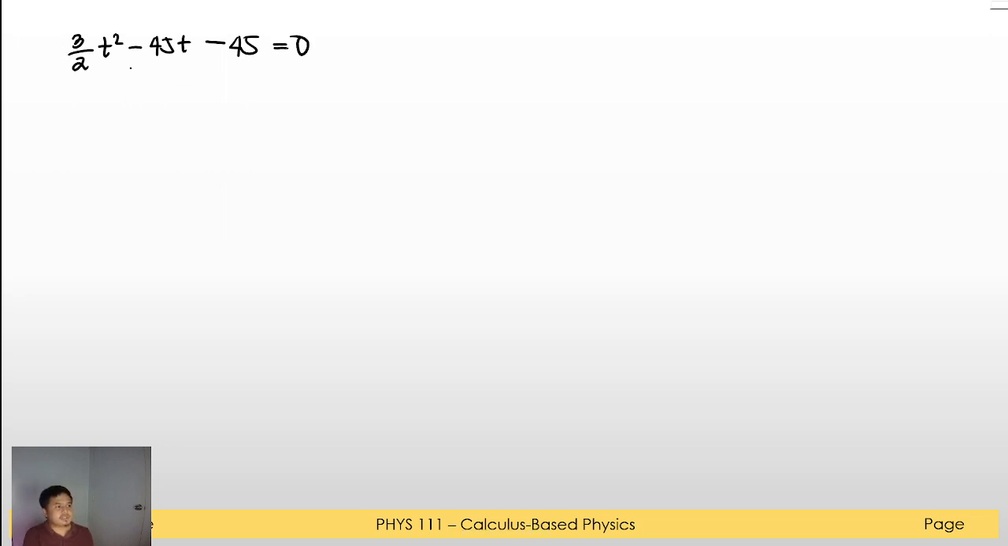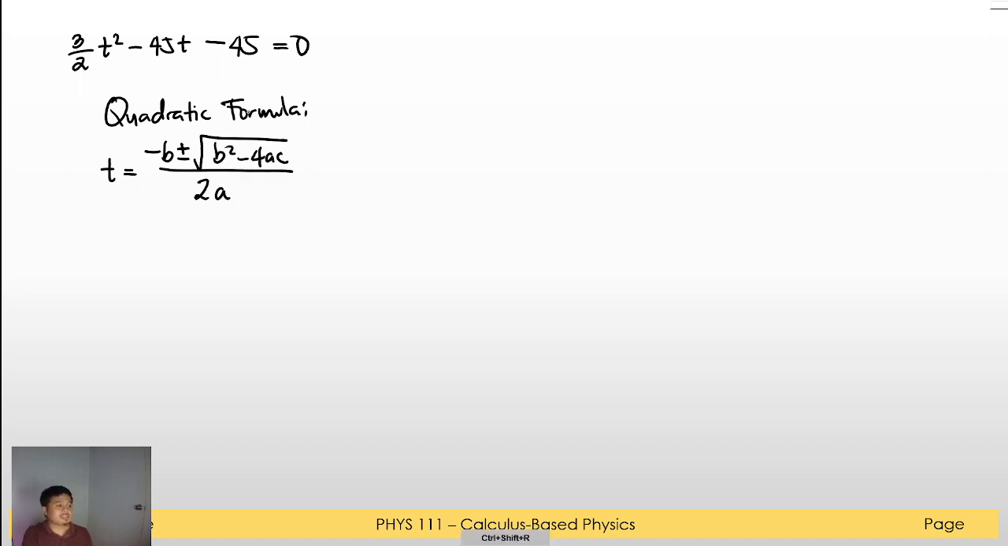So how do we solve this equation now? There are different ways: factoring, completing the square, or the simplest one, the quadratic formula. Or your calculator. So anyways, we can utilize the quadratic formula. The variable is t, so we have negative b, plus or minus the square root of b squared minus 4ac, over 2a. So we can solve this analytically.